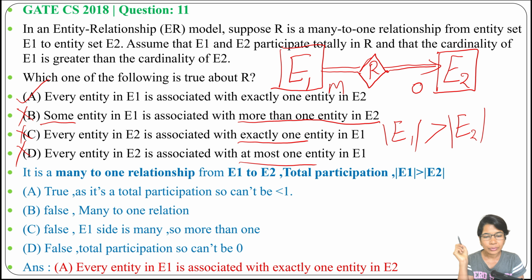So, we found option A is true, whereas option B, option C and option D are false. Answer will be option A. Every entity in E1 is associated with exactly one entity in E2. I already discussed what is many to one relationship and total participation.